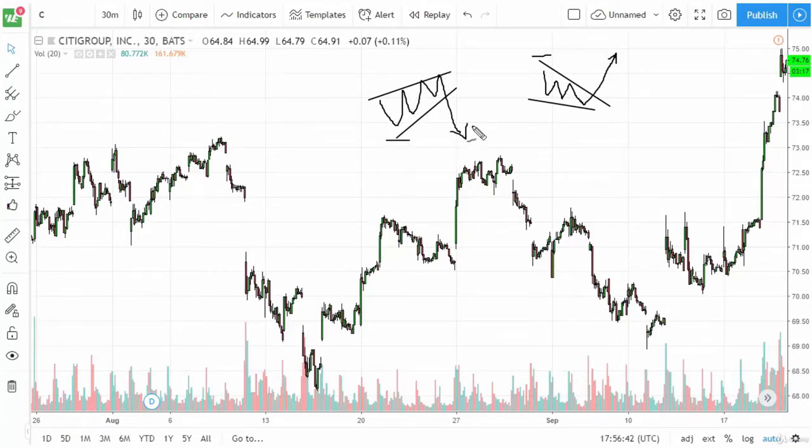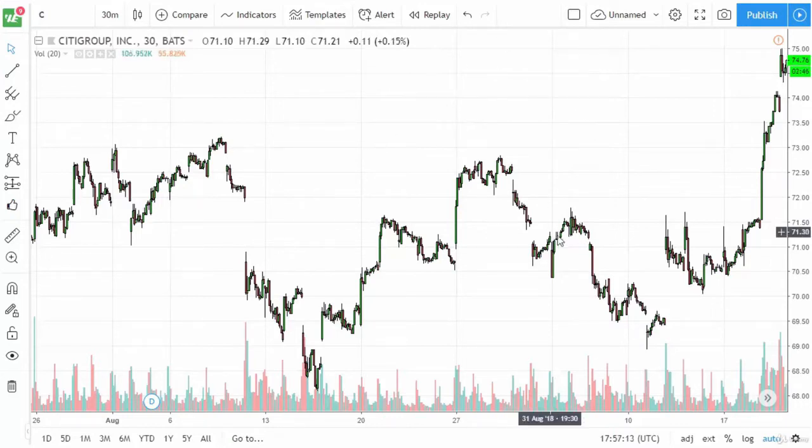You aim for the bottom of the wedge. In both instances, you put your stop loss on the other side of the pattern. So with that, let's take a look at some charts and see what we can find.